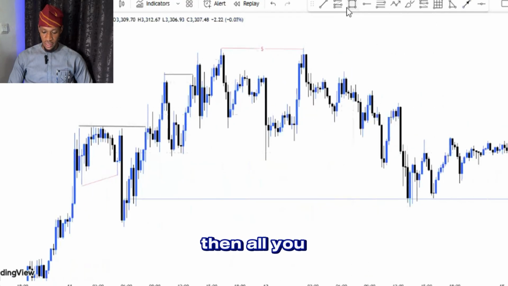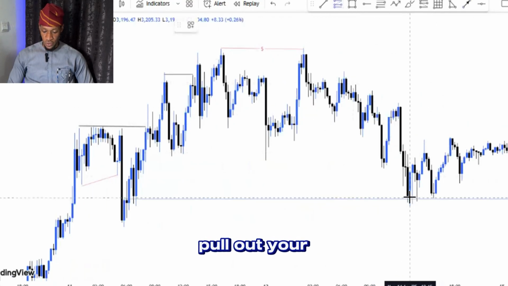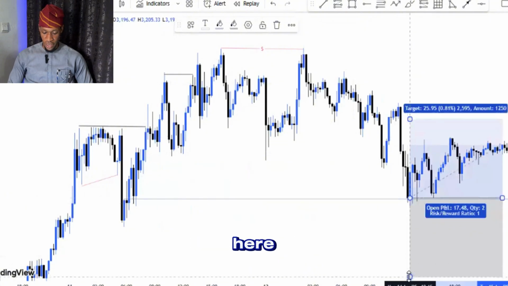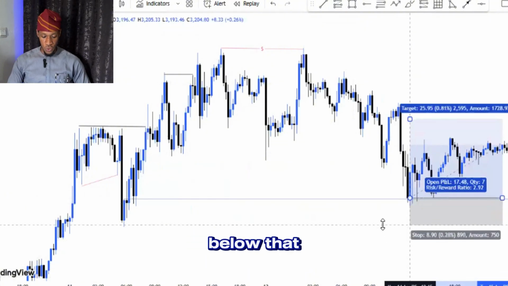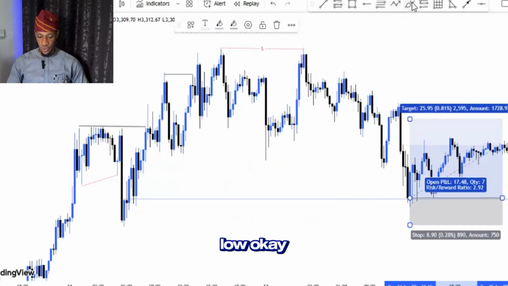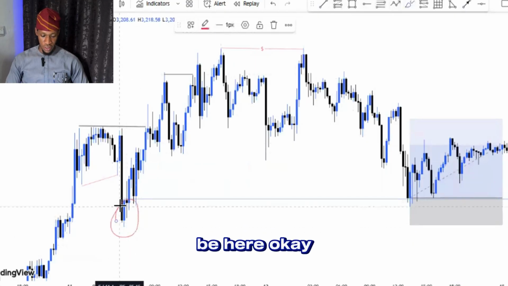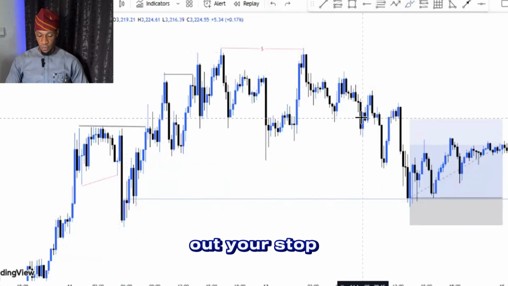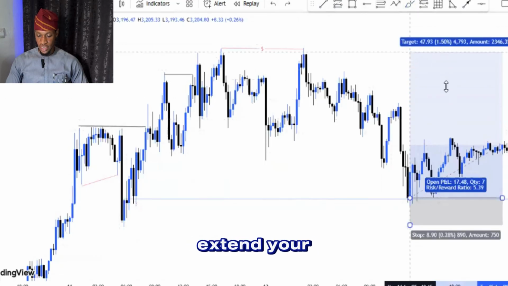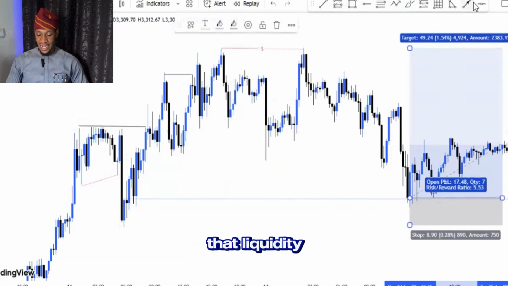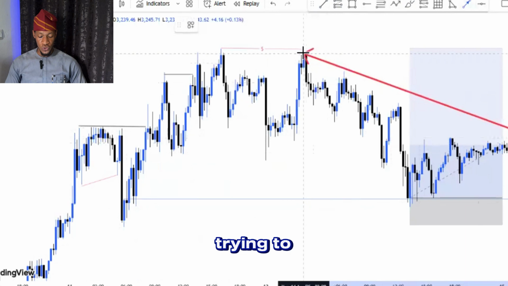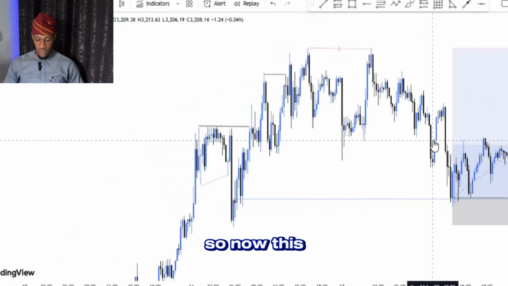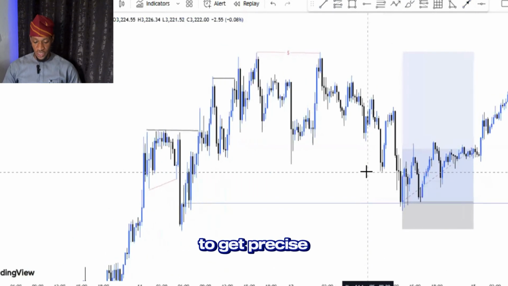Okay, then all you need to do is pull out your long function, keep it right here, and your stop loss should be below that low, which is this low. Okay, your stop loss should be here. After putting out your stop loss there, you now extend your long function to that liquidity at the top that we're trying to clear, this liquidity. Okay, so now this is how you can get precise entries.